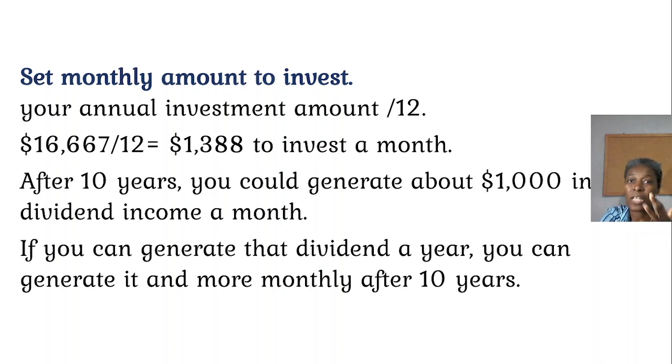So pretty much over time, you'll generate $1,000 a month because you kept the routine of investing $1,388 a month for 10 years, and those are getting reinvested. So eventually, because you are investing, you are earning $1,000 a year, and you are investing $13.88 a month to earn that, and every year you are doing the same thing.